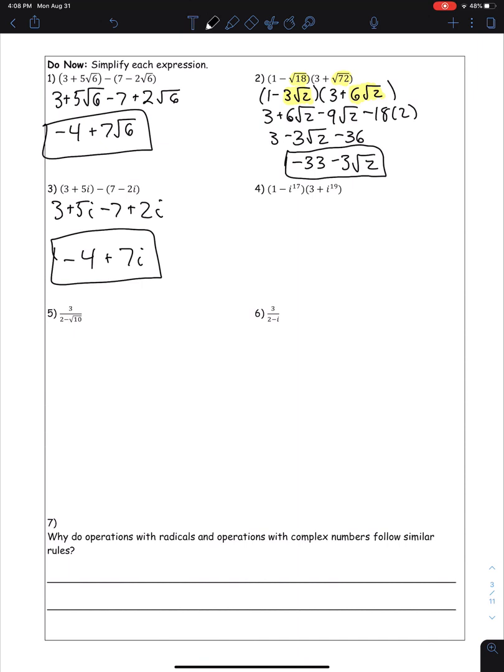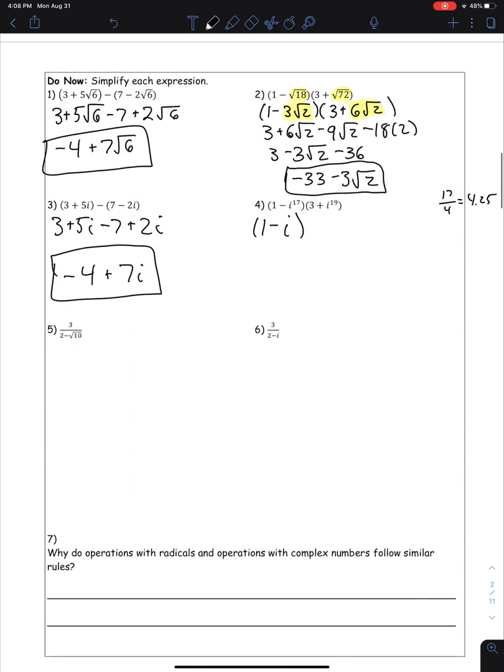And number 4, 1 minus i to the 17th times 3 plus i to the 19th. We're going to want to simplify the powers of i just like we simplified the radicals in number 2. So that would leave us with 1 minus, I'm going to do work off to the side, 17 divided by 4 is 4.25. So that's a remainder of 1. So it would just be plain old i, times 3 plus, 19 divided by 4 is 4.75. So we'd have a remainder there of 3. So that would be i to the third, which is negative i.